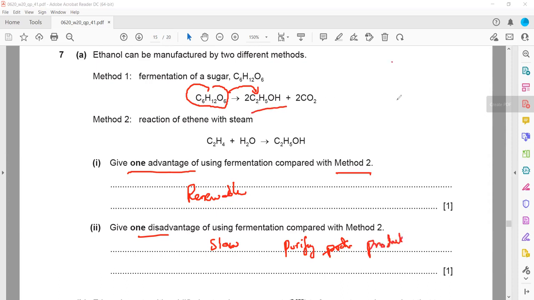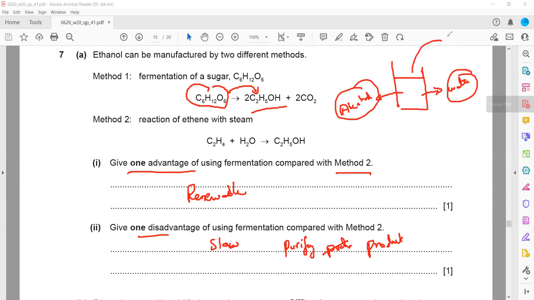So we will have a sugar solution, sugar dissolved in water. Water is also there, and when the sugar converts into alcohol, there will be alcohol as well. Then we have to separate water and alcohol from each other. So fractional distillation must be done to separate the two miscible liquids. So purification of the product should also be done.